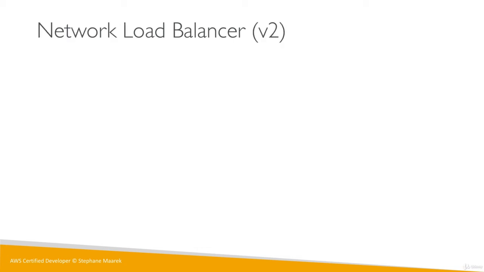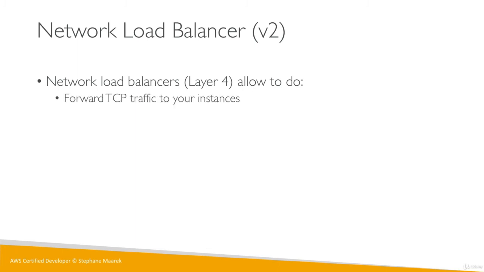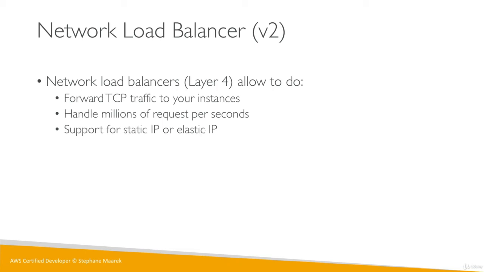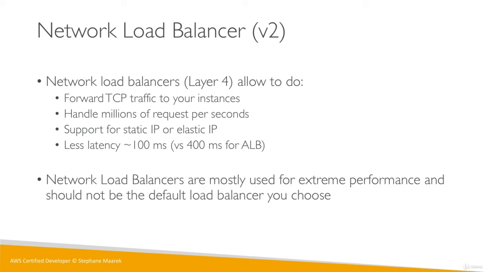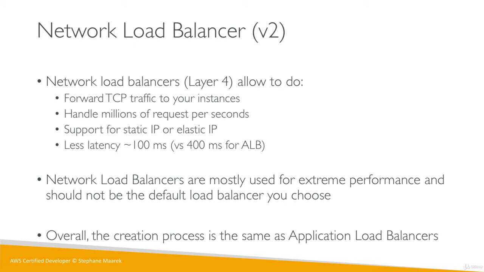Now, if we look at network load balancers, they're layer 4, and so they're a bit lower level, and it's for TCP traffic. Okay, so before it was layer 7 HTTP traffic, now it's layer 4 TCP traffic. Network load balancers are deemed to be super high performance, and they can handle millions of requests per second, and they support static and elastic IP. They have less latency, so 100 milliseconds versus maybe 400 milliseconds for ALB. Those are ballpark numbers. And they're most commonly used for extreme performance, and probably won't be the default load balancer you'll choose overall. But this is the exact same process as the application load balancer.